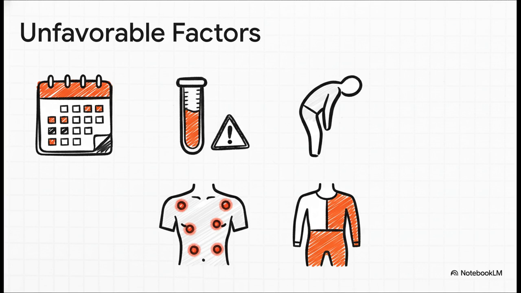The same goes for having cancer in more than one site outside the lymph nodes, and of course, having an advanced Ann Arbor stage of 3 or 4. These all get plugged into scoring systems to predict outcomes.